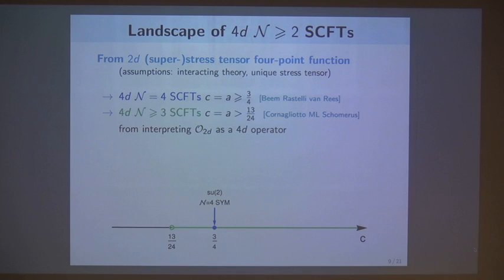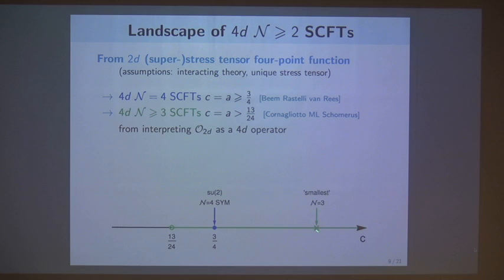But we can do more. We can actually look at the two-dimensional operators and reinterpret them in four dimensions. By doing so, we see that there can be no interacting theory corresponding to the theory that would have that central charge. And so that's why there's a little empty dot there. This is a strict inequality. And actually, the simplest known N=3 CFT, the one with the smallest central charge that is non-trivially an N=3 CFT, sits all the way here.